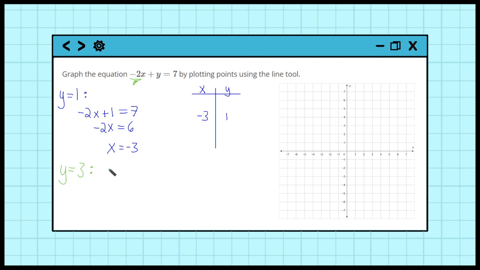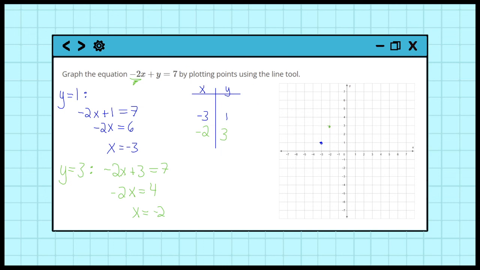So we'll come over here and we'll say, okay, so I have negative 2x plus, and again, I'm replacing the y in this with 3, equals 7. I subtract the 3 over. 7 minus 3 is 4. I divide both sides by negative 2, and I get x equals negative 2. So negative 2 for the x goes with 3 for the y. So I can plot negative 3, positive 1, and I can plot negative 2, positive 3.